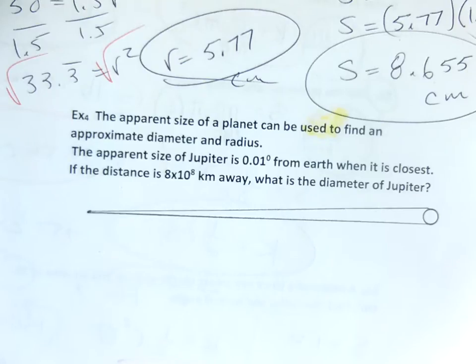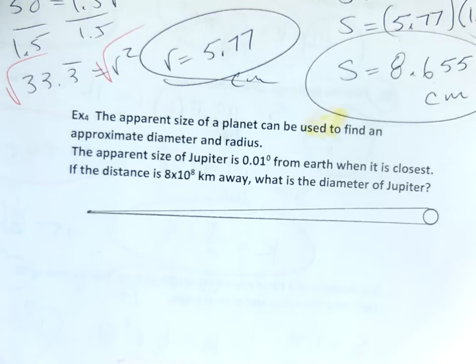Does that make sense? So it says the apparent size. Now the apparent size is the angle, right? Little itty bitty angle. Remember, this is not drawn to scale, right? Little itty bitty angle. You're looking at a planet way up there. It's like this big, right? It's the apparent size. So the apparent size is 0.01 degrees.